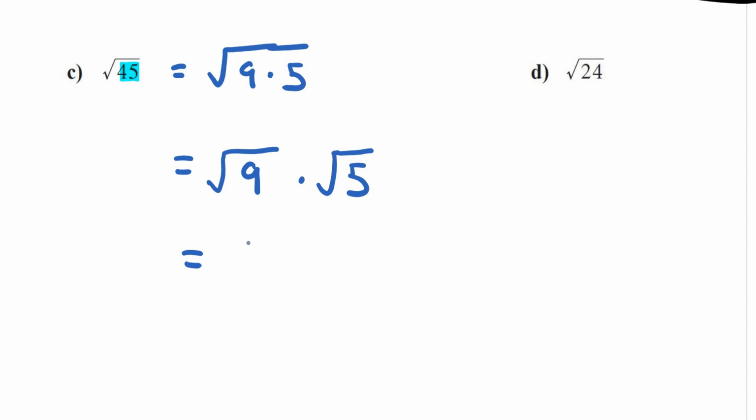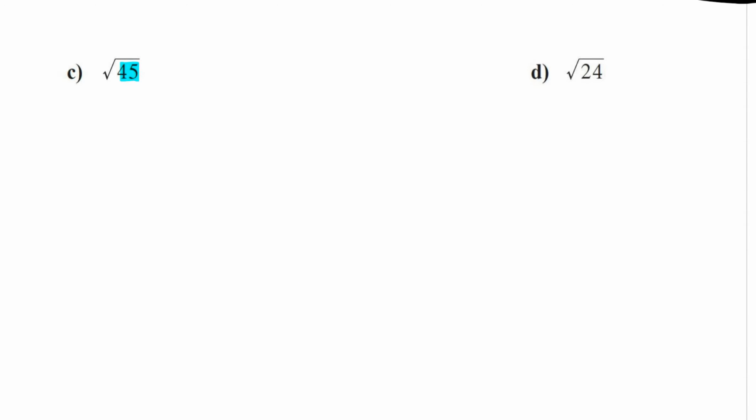And what's the square root of 9? Well, the square root of 9 is going to be 3, so the answer is 3 root 5. So that's how you do that particular question using method number 1. If you want to use method number 2 by using a tree diagram, you can.